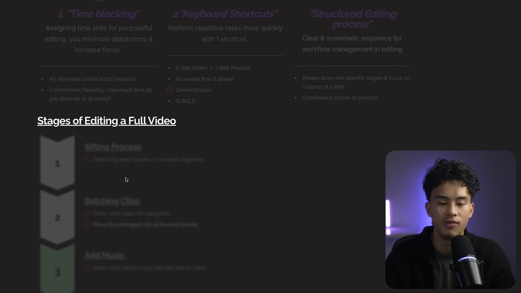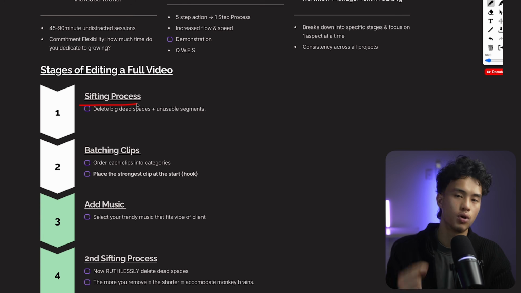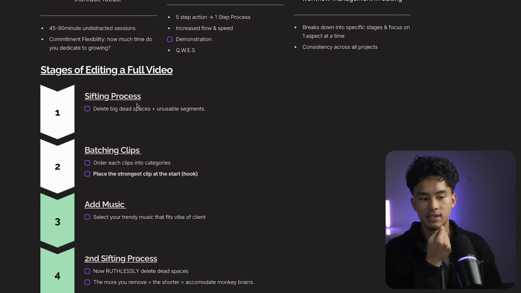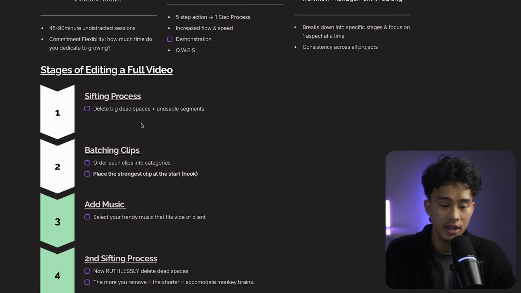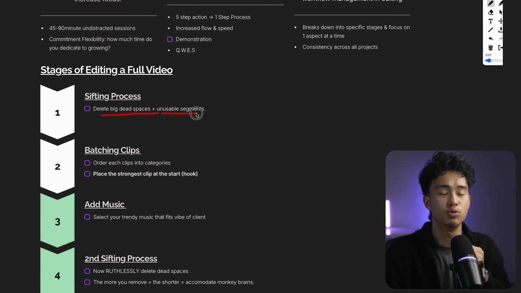These are the stages of editing a full video. The first stage is the sifting process. Think of sifting like when you put flour through a sifter, and when you shake it, it takes all the fine bits and clumps all the top bits, so all the bad stuff doesn't go through. In this stage, you're deleting big dead spaces and unusable segments.